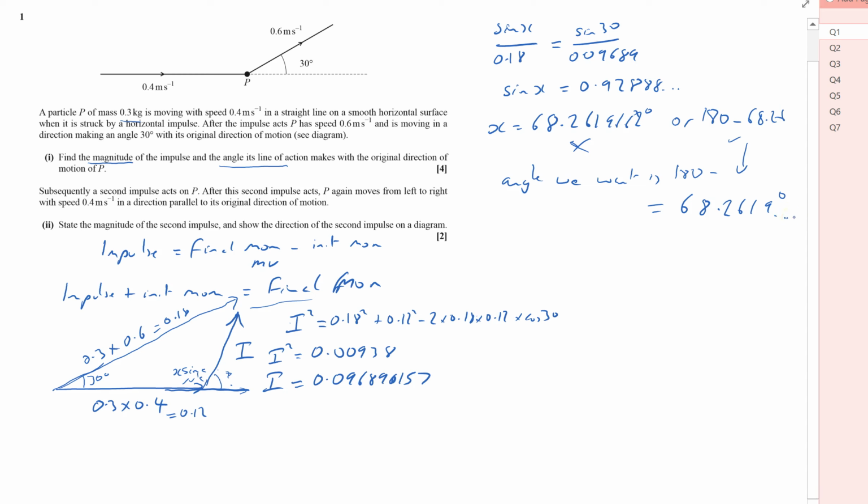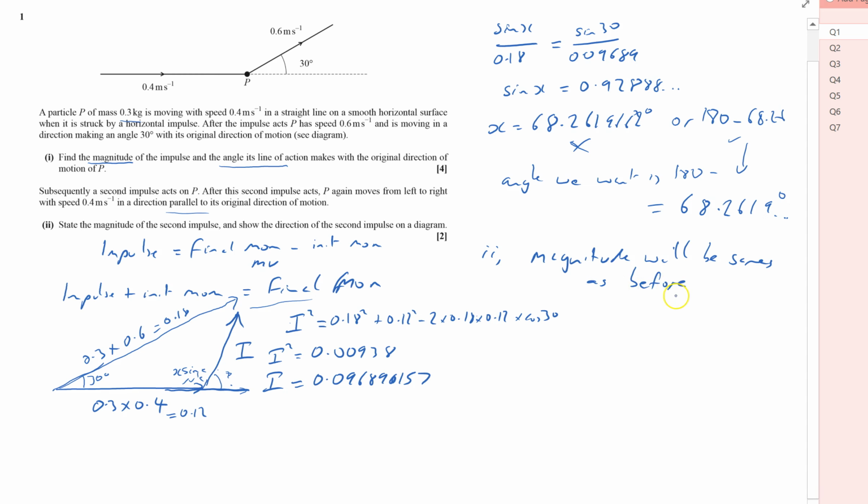Okay, part 2. State the impulse. Suddenly a second impulse acts on P. After the second impulse, P again moves left to right, so it's gone back to where it was, with speed 0.4. So it's slowed down, and it's parallel to its original direction of motion. Okay, and that means that the magnitude will be the same as before.